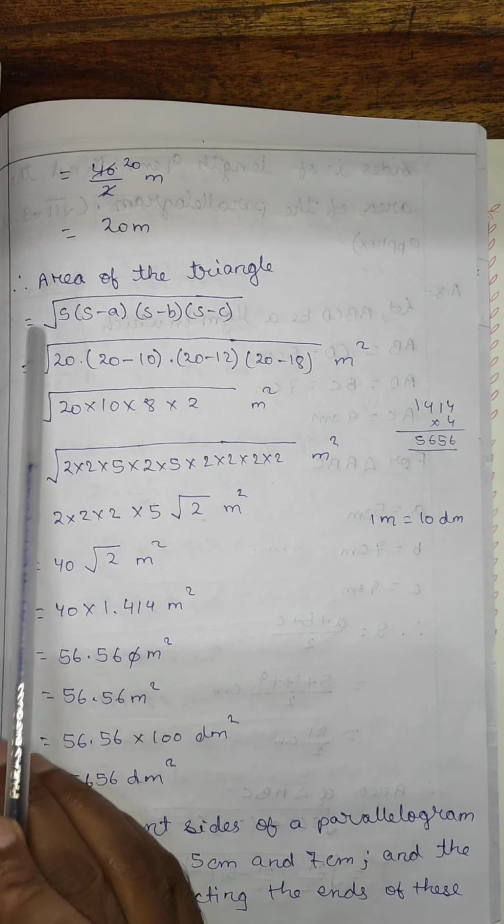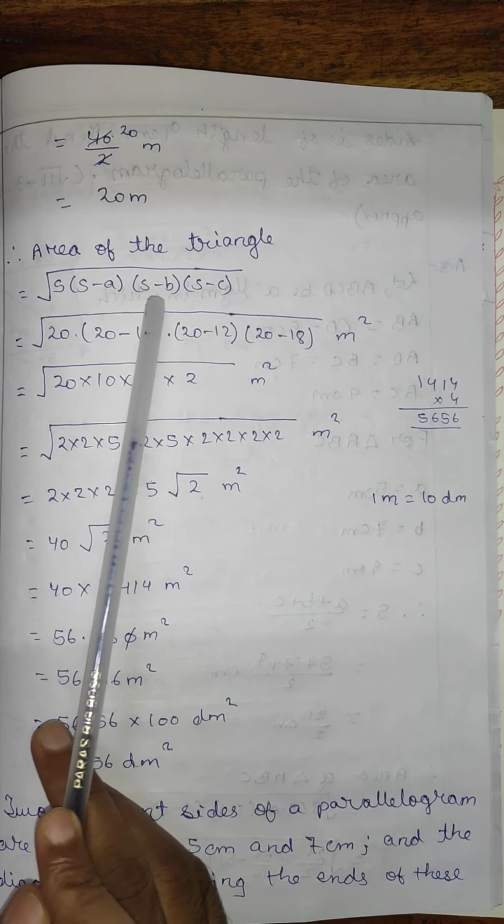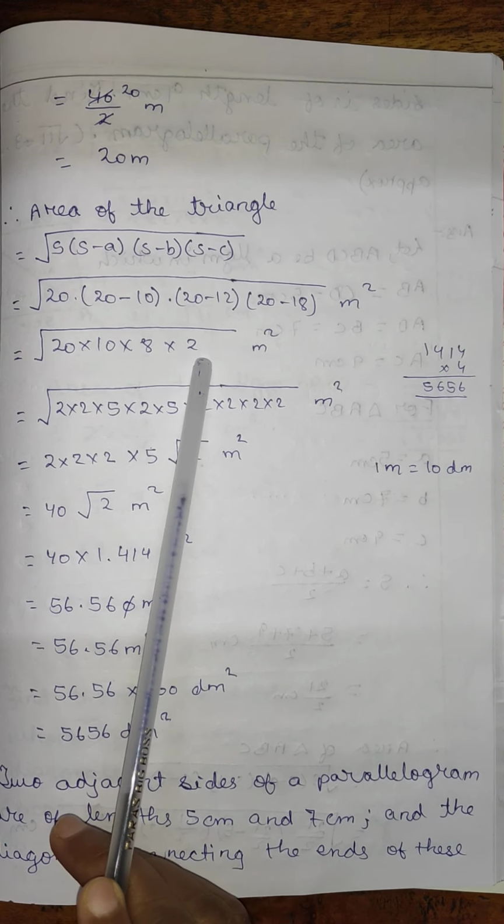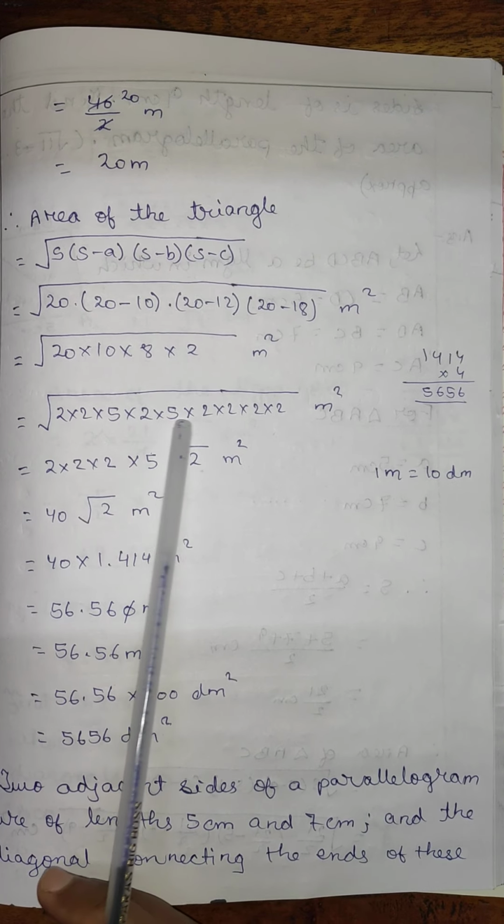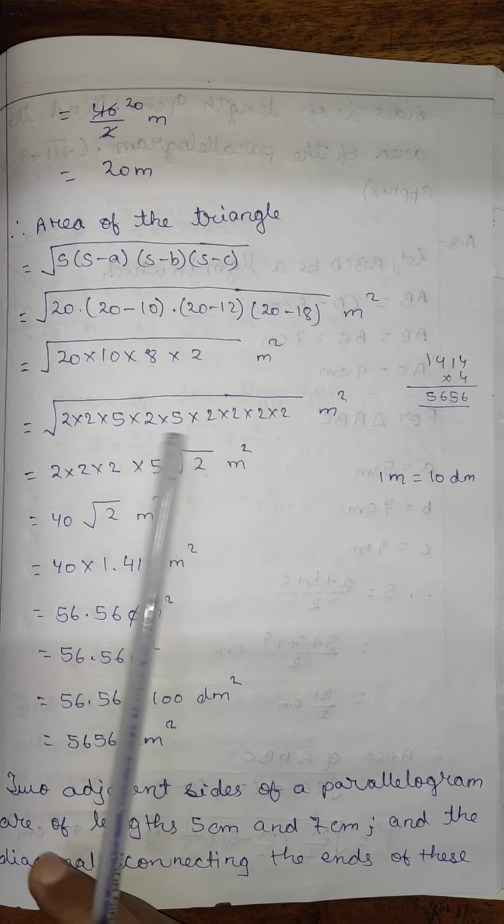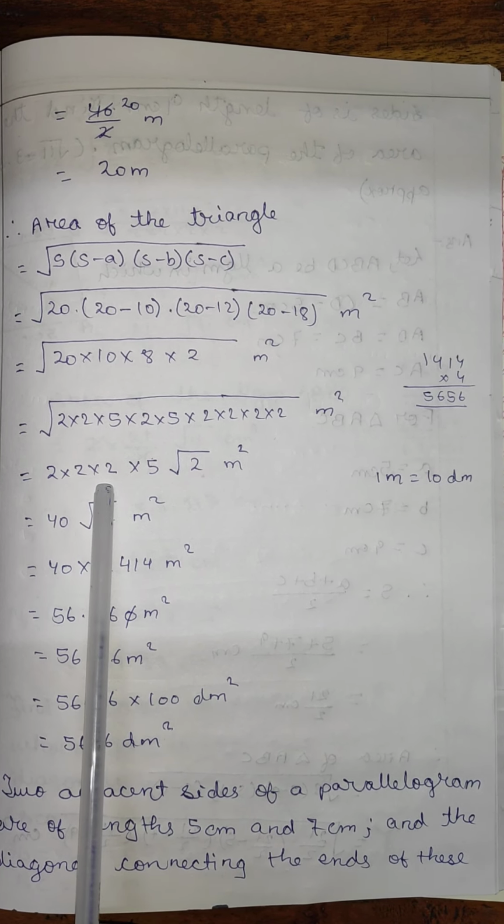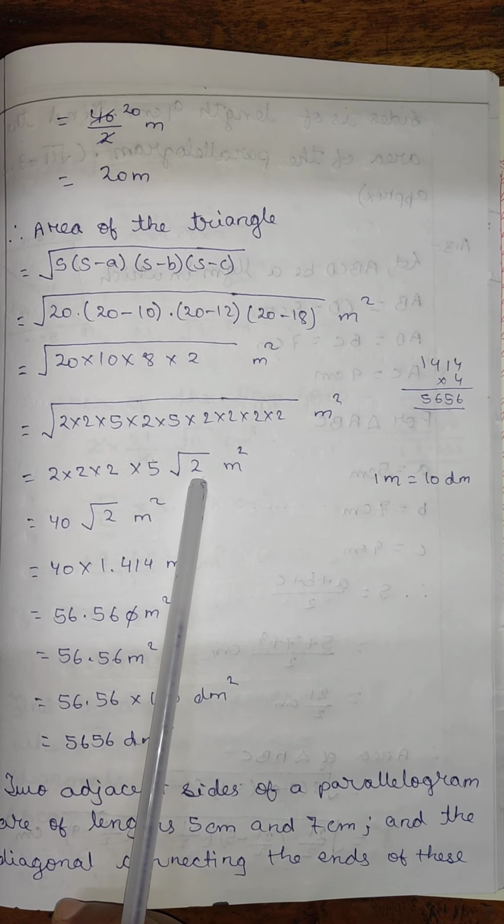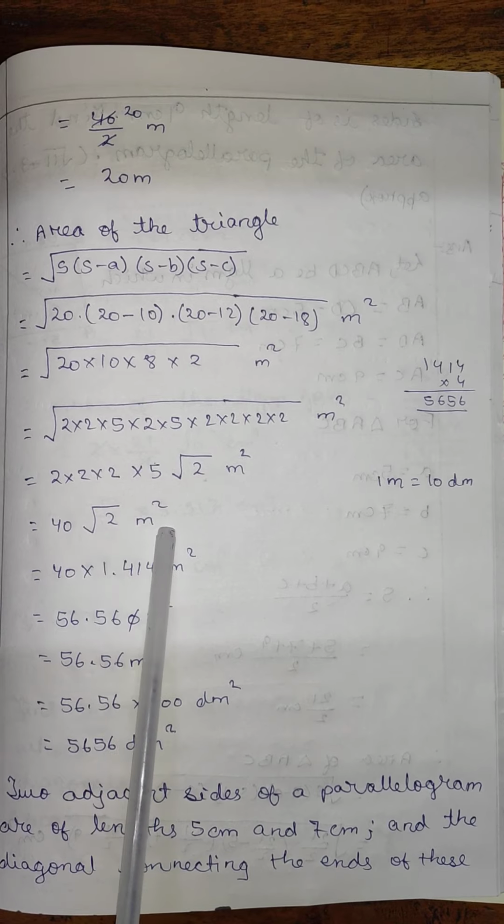Then area of the triangle is square root of s into (s minus a), (s minus b), (s minus c). All the values you will put, you will subtract. All the factors we will find out. After that, inside double, outside single. So 2, 2, 2, 5 it will be out and 1, 2 will be left over. That is 40 root 2 meter square.